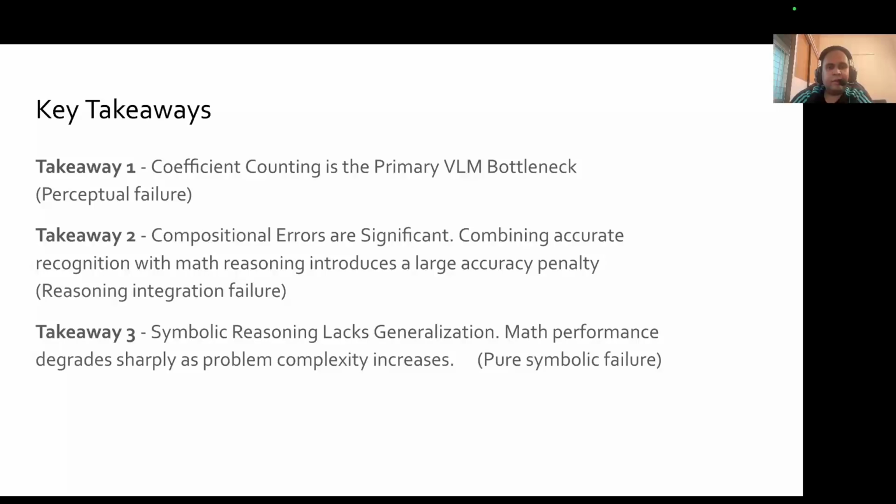And lastly, symbolic reasoning lacks generalization. So even the language models used underneath are still not as capable as they are claimed to be in solving math equations when more variables come in. The math performance degrades sharply as problem complexity increases, and we call it the pure symbolic failure.